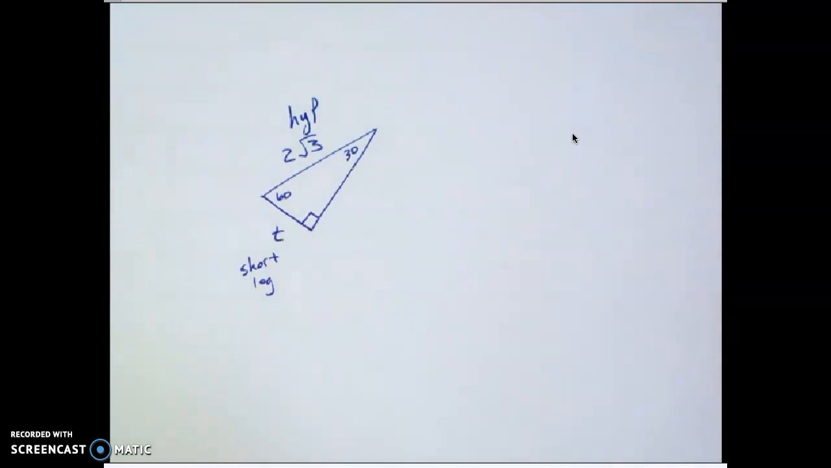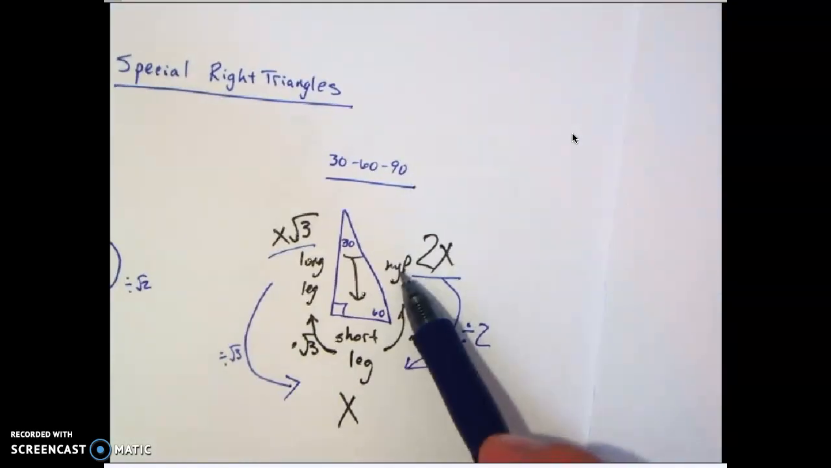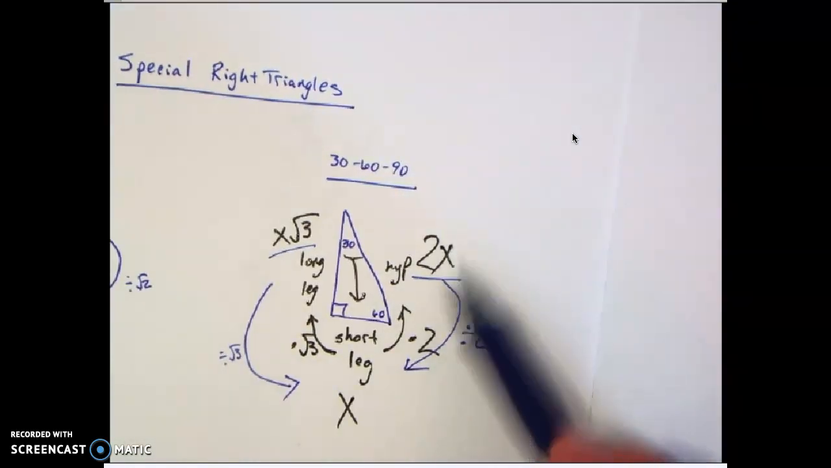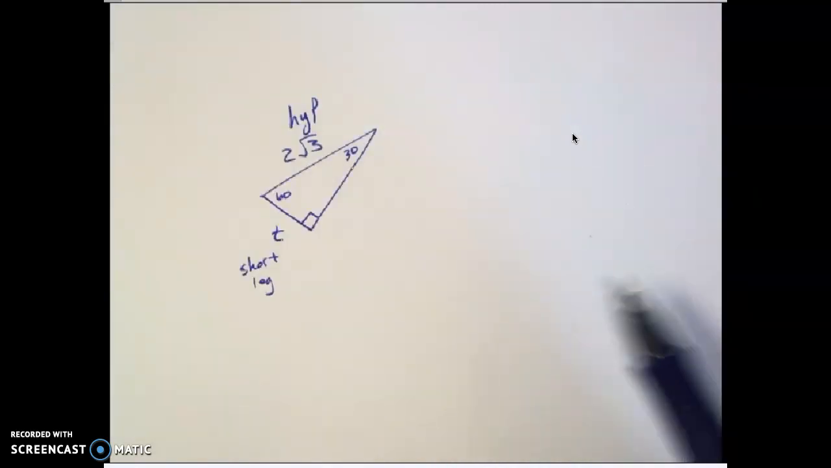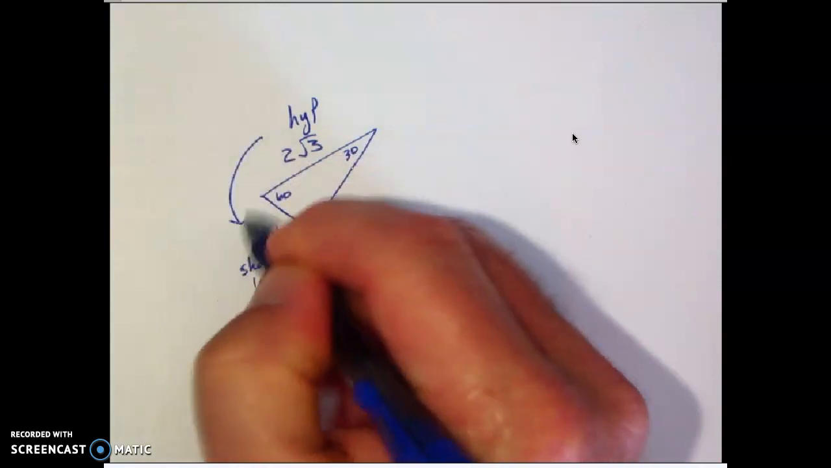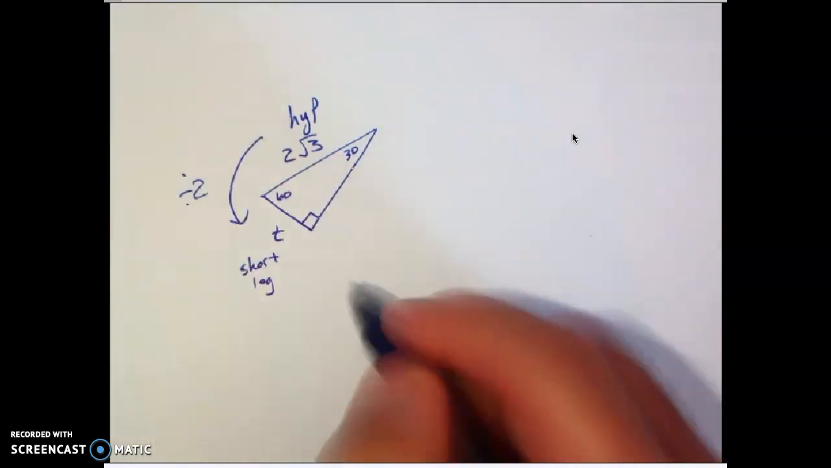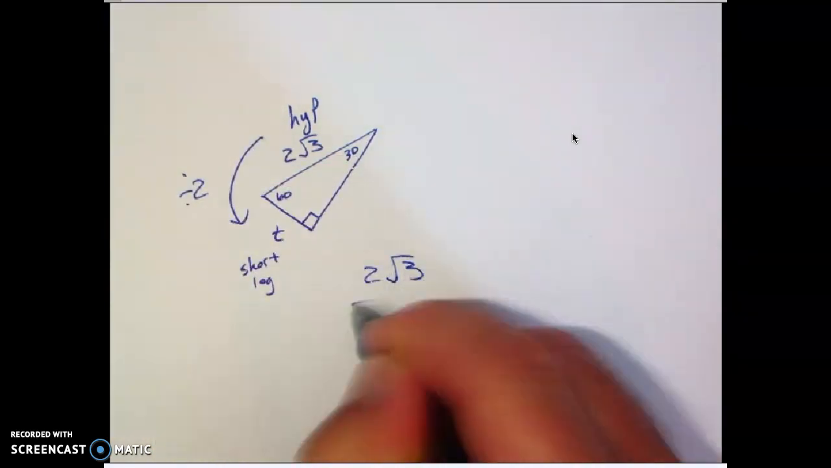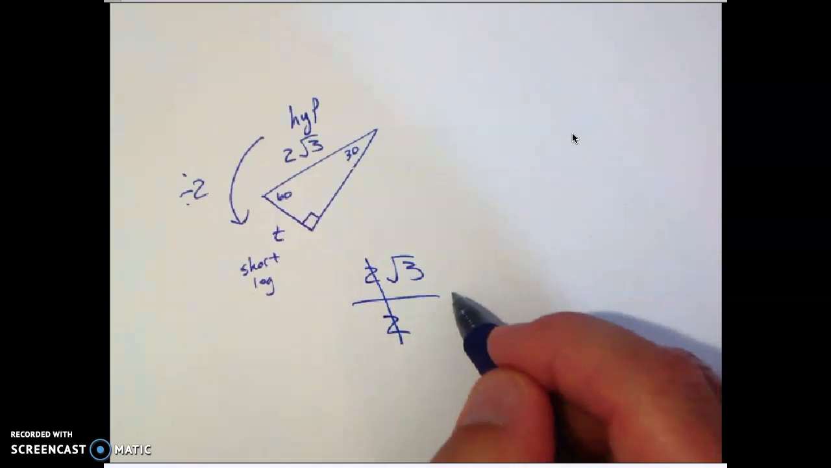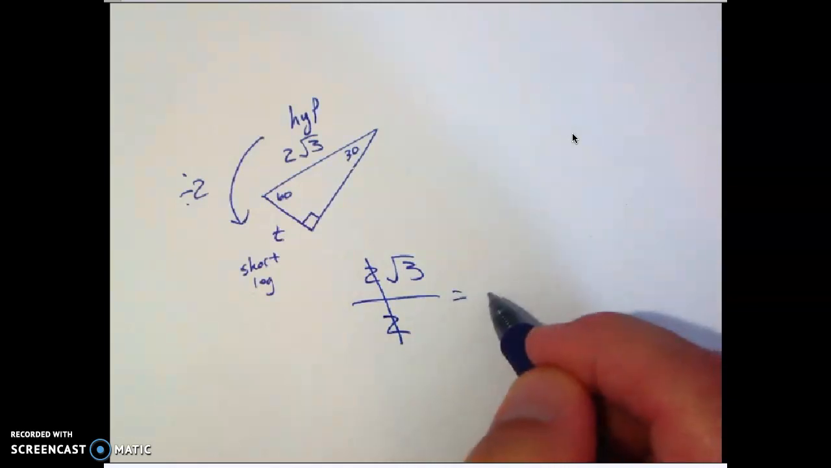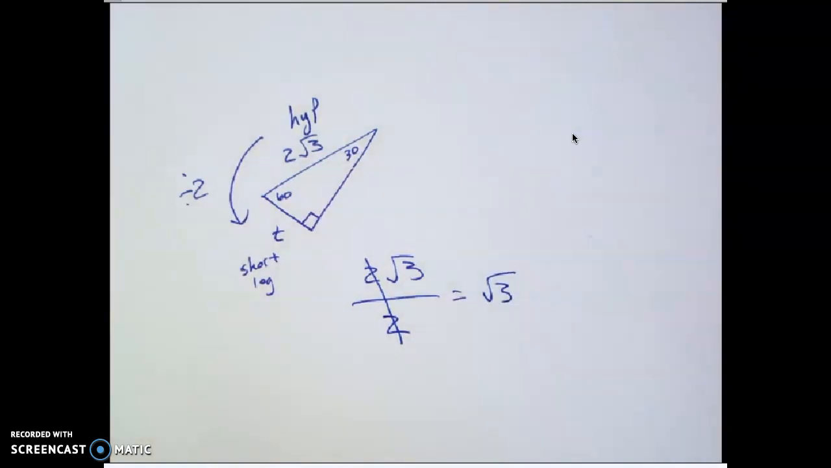I'm looking for the short leg. I'm given the hypotenuse. And I know with my shortcut that if I'm given the hypotenuse and I'm looking for the short leg, I'm going to take whatever my hypotenuse is and I'm going to divide by 2. So to go from here to here, I know I'm dividing by 2. So if I take 2 square root 3 and I divide by 2, these two are divisible. And so that means that our T value is equal to square root of 3.